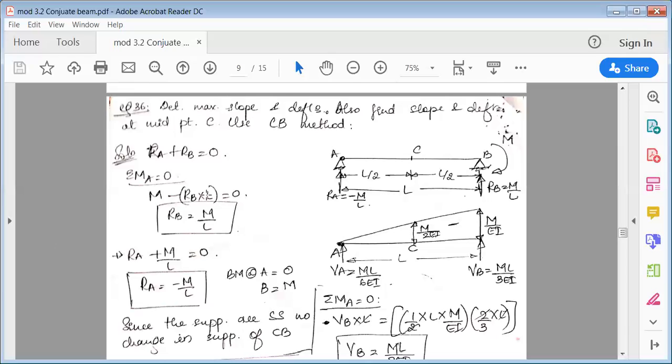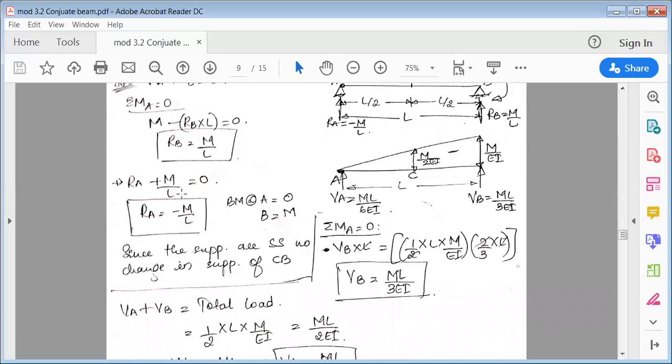Next, put this in the equation here. So Ra plus M by L is equal to 0. If you solve this, Ra goes to the other side, so it becomes minus M by L. So one is positive, the other one is negative. See here, we have shown it. Ra is minus M by L, Rb is plus M by L.